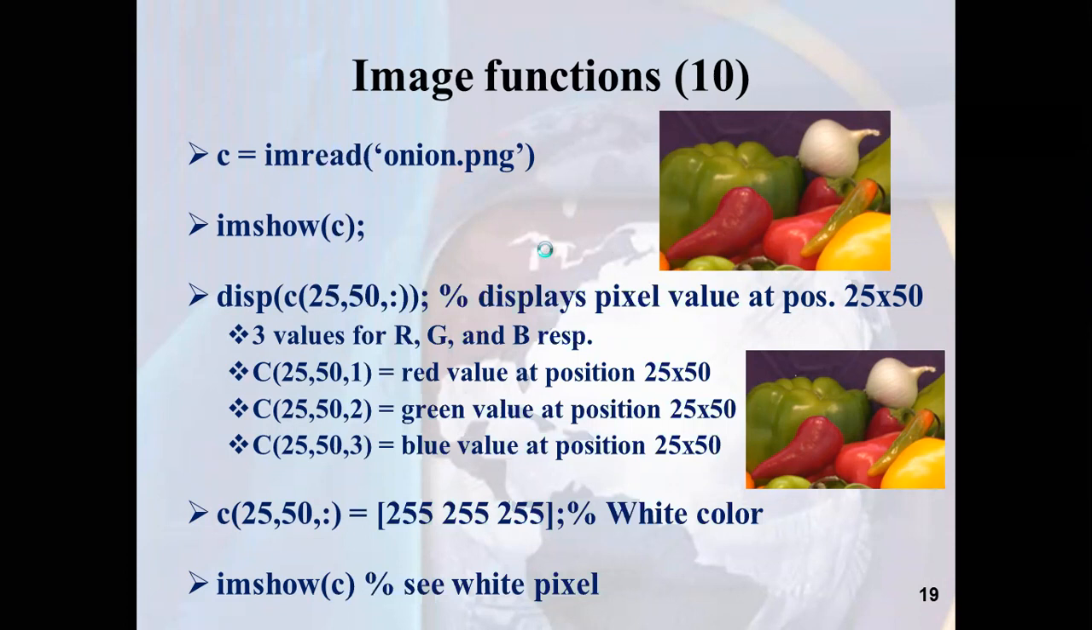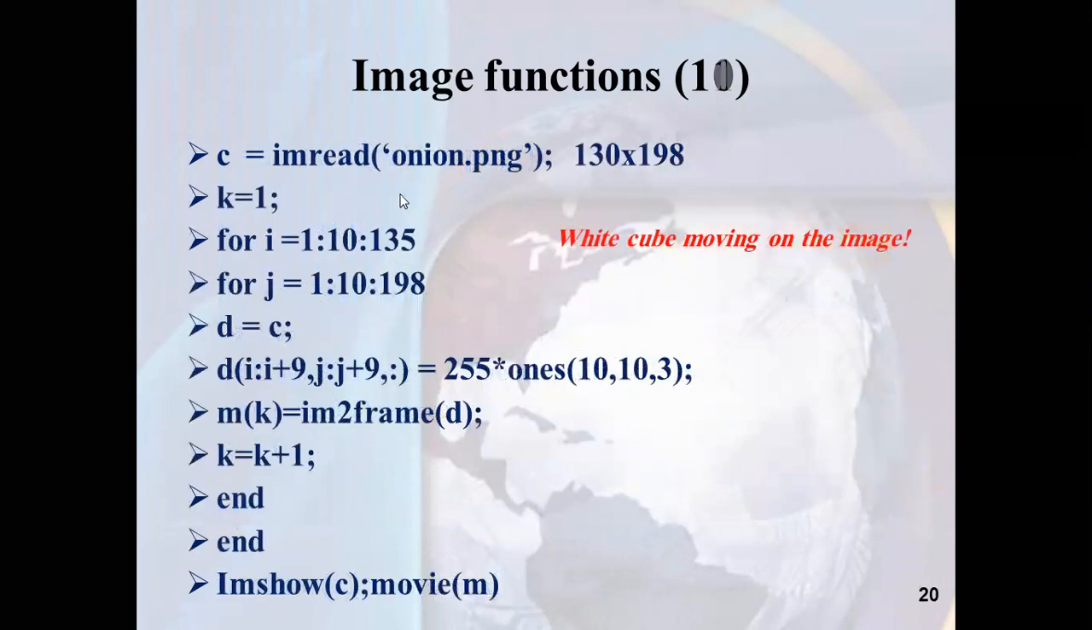So in this example, you can run this using MATLAB as it is. We are using just 2 new functions: im2frame, this is im2frame, M(k), which should be used with movie(M). So now we take different images, and by using im2frame, we transform these frames together to make a movie.